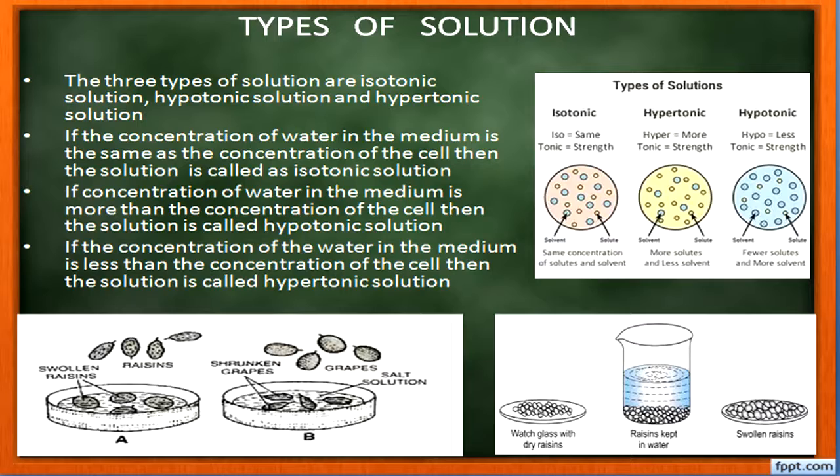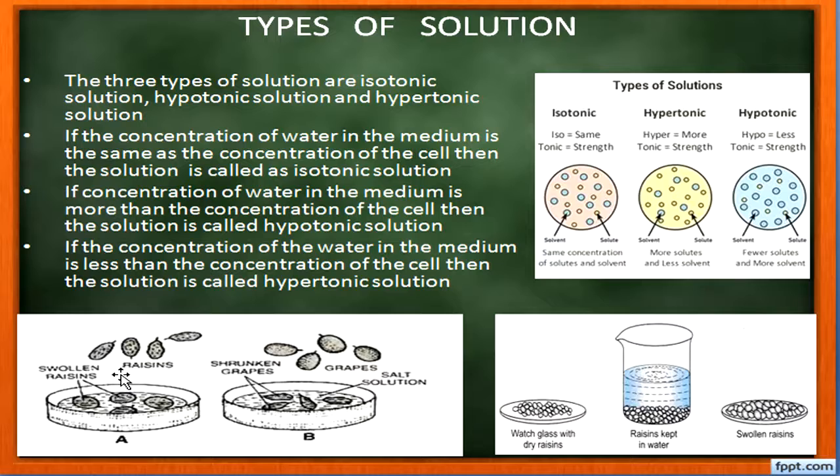Water movement takes place between the cell and the medium, but the amount of water molecules that escape outside the cell will be equal to the amount of water molecules which enter the cell. So there won't be any change in the cell. The cell remains the same. It does not get swollen, it does not get shrunken. Understood? Yes? See, this you can try by using dry grapes at your home.